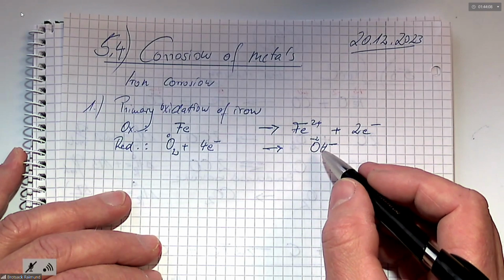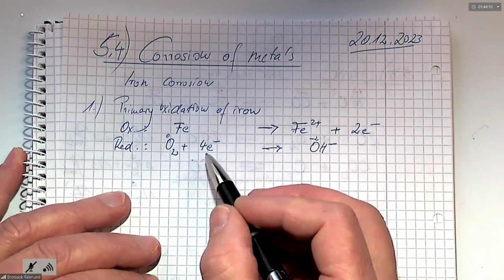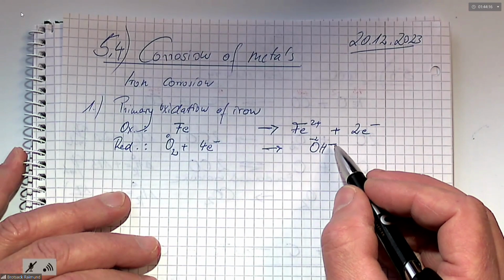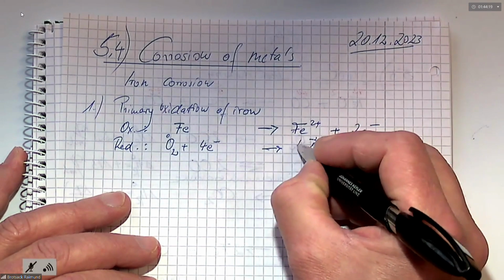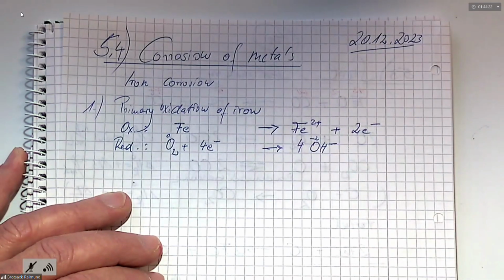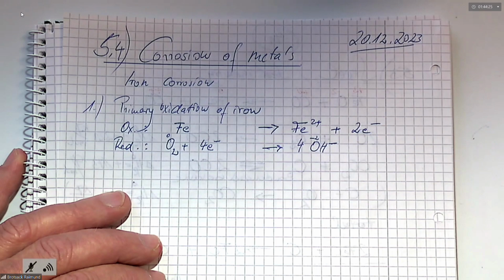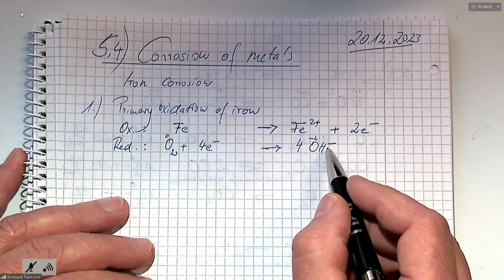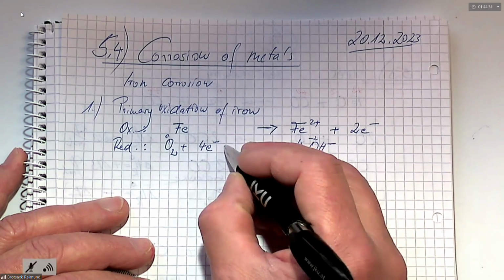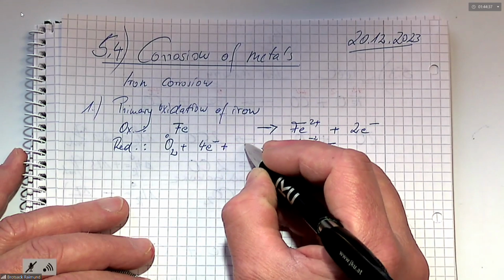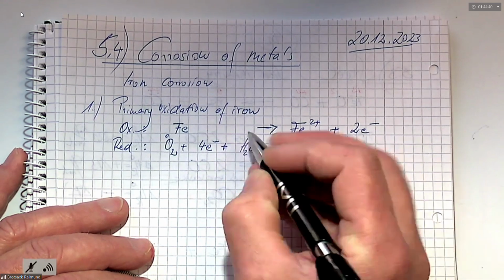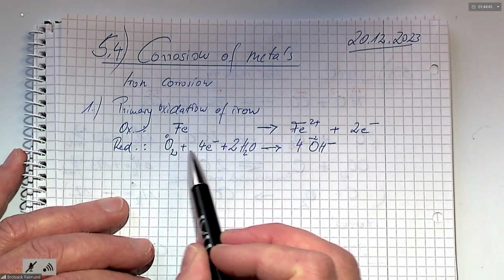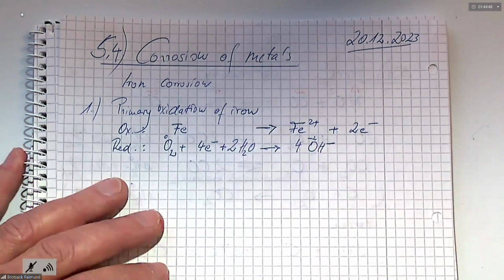We have to balance the charges. We have 4 negative charges on the left. How many will be needed on the right? 4 again. And now we have to balance the number of atoms. Here we have 4 O and 4 H. So here we can balance that with water because we have the humidity in the atmosphere or directly water. So we have now 4 H, we have 2 and 2, 4 O. Everything is fine.